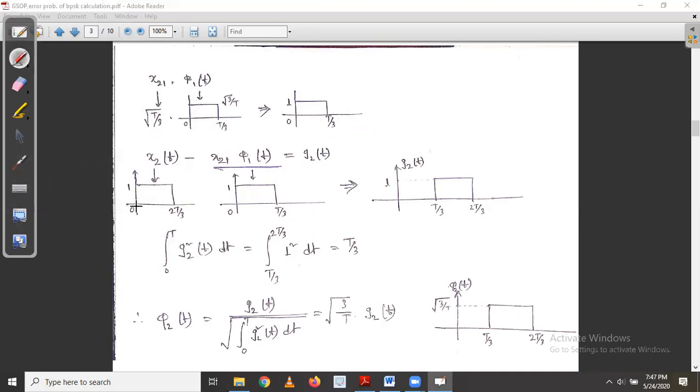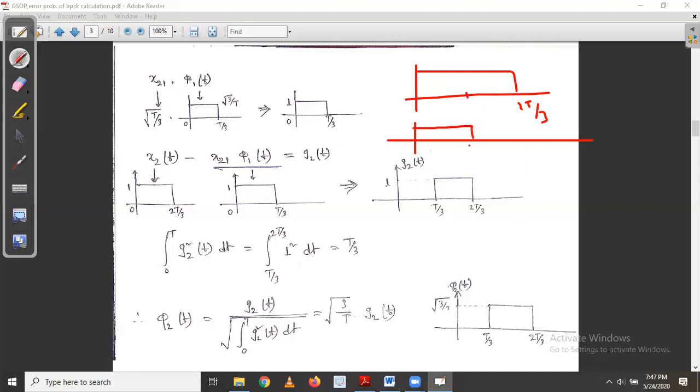On my x-axis, what does this signal look like actually? This is your 2t by 3. And somewhere here, the next signal, 0 to t by 3. So if I am subtracting from this to this, this minus this will be zero, and this minus zero will be this one. Actually, this amplitude is one.